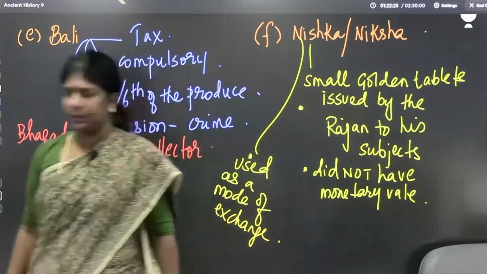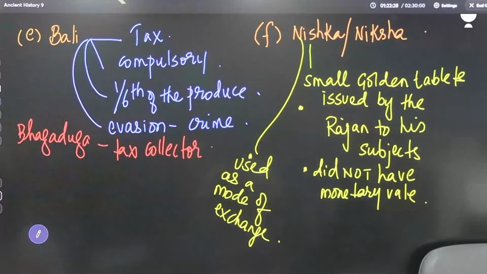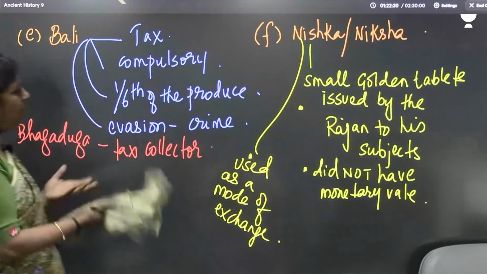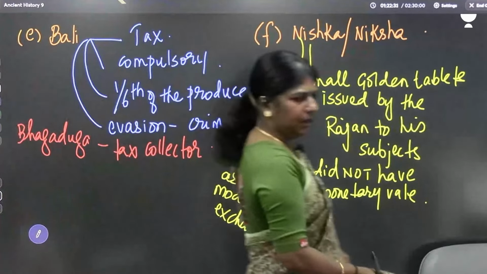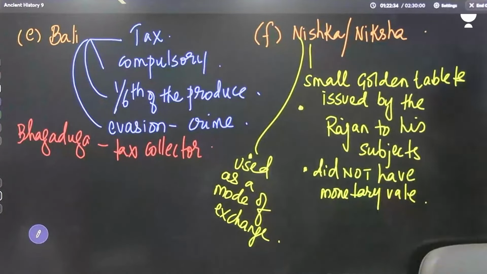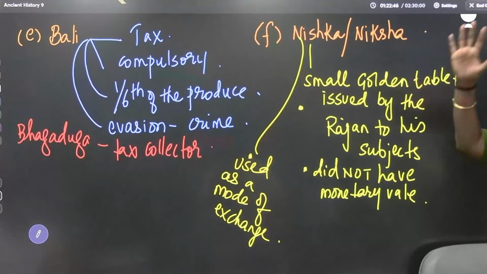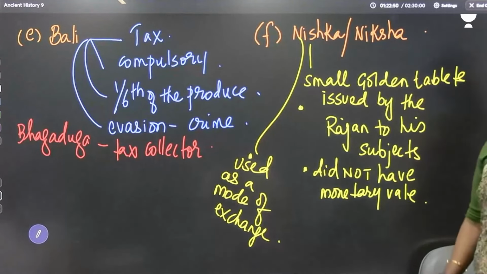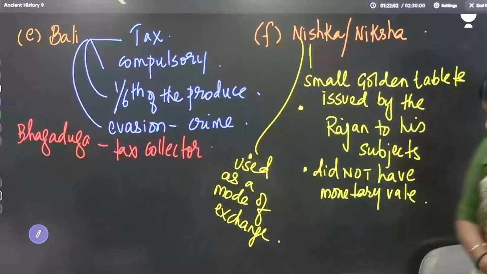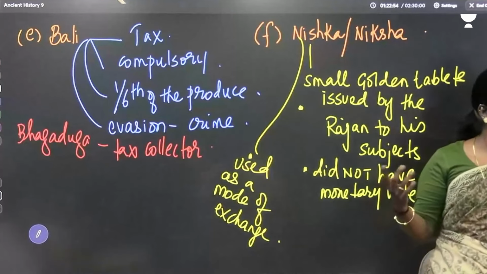Nishka or Niksha. What is Nishka? See, in South we call it Nishka. In North they call it Niksha. So what is Niksha or Nishka? They were small golden tablets issued by the Rajan to his people. So getting it, did Nishka have monetary value? No, it's not a coin. That's why I never use the term coin. Coin means you have monetary value. Getting it? So now, it was just used as a mode of exchange. Now listen, ma. King has got lots of gold.